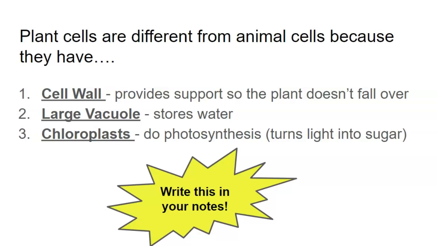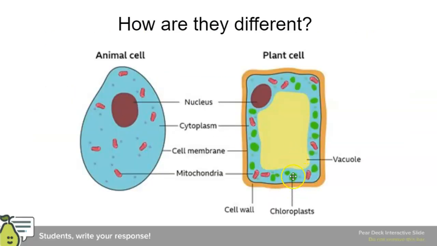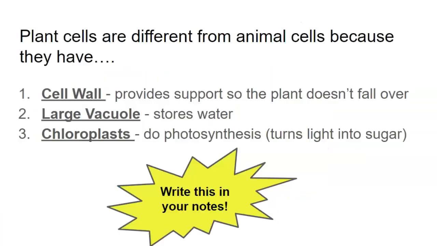And then the last thing that plant cells have is they've got chloroplasts, these little green guys in here. Chloroplasts are important for doing photosynthesis. And photosynthesis is turning light into sugar. So plant cells are different from animal cells because plant cells have these three special parts that animal cells do not.